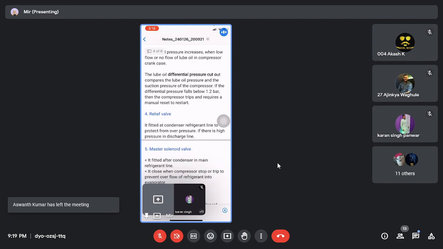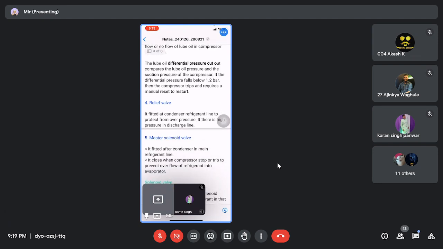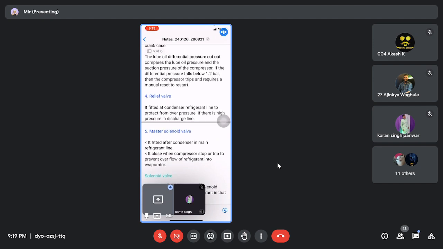So here the third point is lube oil differential pressure cutout. The lube oil differential pressure cutout compares the lube oil pressure and the suction pressure of the compressor. It is talking about two pressures, suction pressure and the lube oil pressure. If the differential pressure falls below 1.2 bar, then the compressor trips and requires a manual reset to restart.